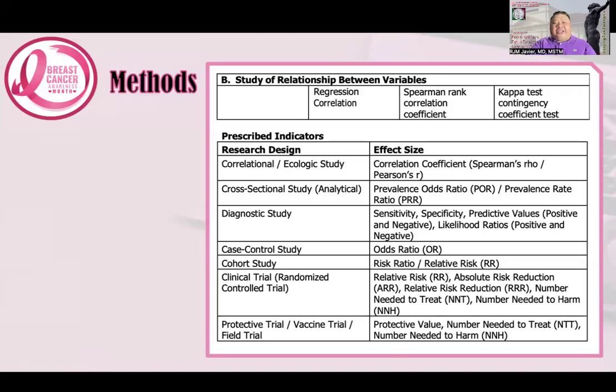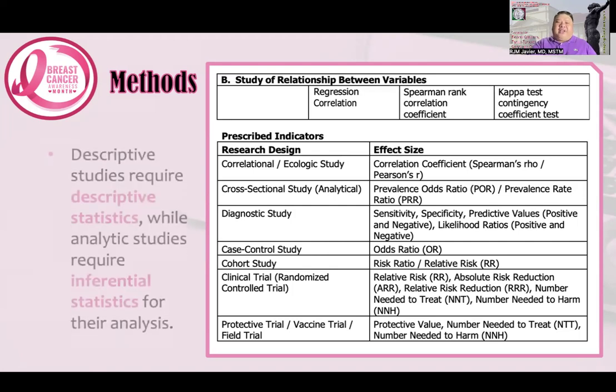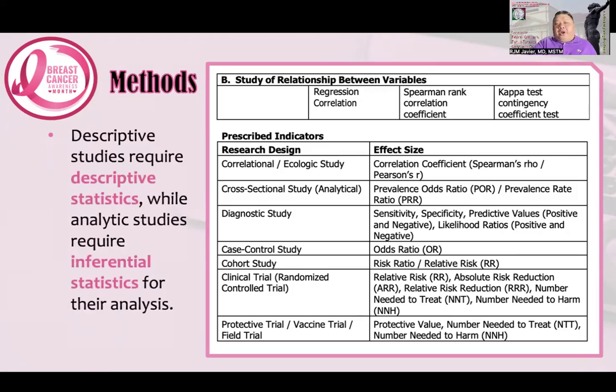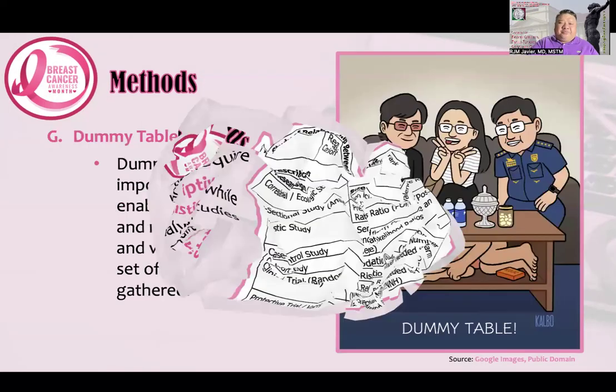So again, just to summarize, what are the indicators that you need to generate if you're using different research designs, and how will you establish statistical significance? The effect size is the measure of association. But whether or not your measure of association is statistically significant, you go back to the previous table that I have shown you to establish the statistical significance. Descriptive studies would often require descriptive statistics, while analytic studies would require inferential statistics for their analysis. I think this was clearly discussed already in the previous lecture.